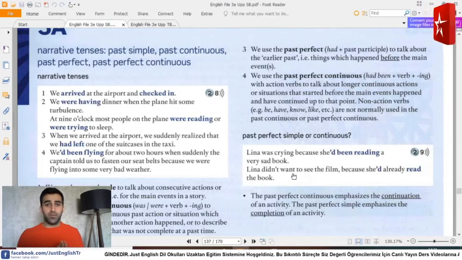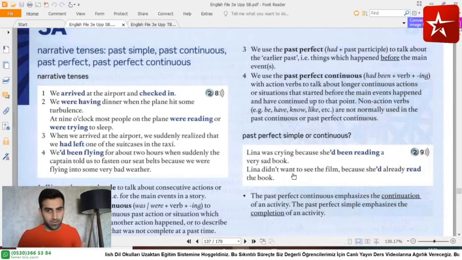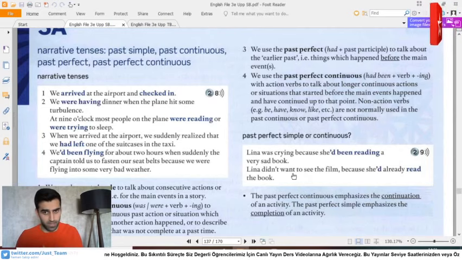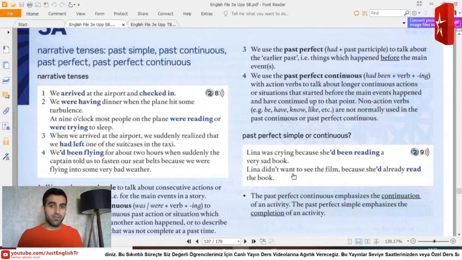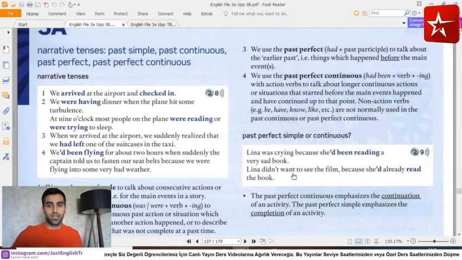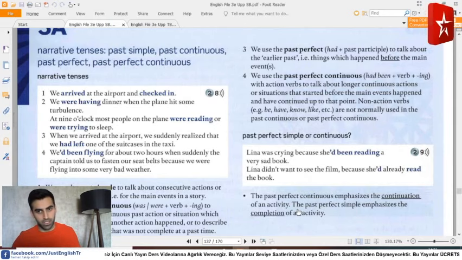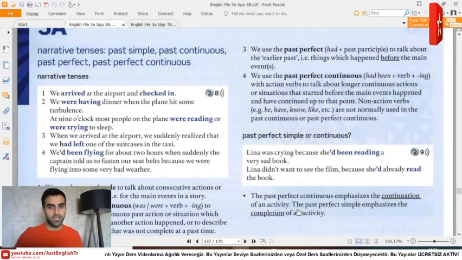And at the same time, you can ask me, what's the difference between past perfect simple and continuous? Both of them, past perfect simple or continuous, happen in the past and finish in the past. The past perfect continuous emphasizes the continuation of an activity, like something was in progress in the past and then finished. The past perfect simple emphasizes the completion of an activity, okay?